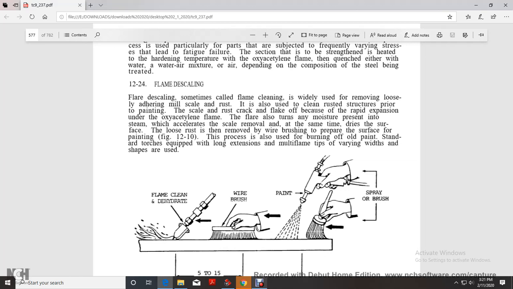The loose rust is removed by a wire brush to prepare the surface for painting. For burning off old paint and cleaning, torches equipped with long extensions and multiple flame tips, matching the bearing widths of the shapes, are used.